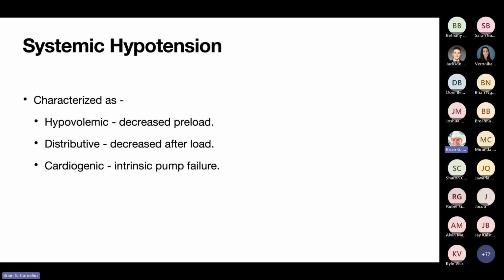We may also see that it's a distributive problem. So maybe somebody's having an anaphylactic event. Maybe this is a patient with a spinal cord issue. So they've got decreased afterload. So you've got that same volume in the tank, but the tank just got a lot bigger. Or this may be a cardiogenic problem. So that patient that had the intraoperative MI, but they didn't have any EKG changes. They can't tell us that they're having chest pain. So those patients, it may be a pump problem. We may have to address it, not necessarily with volume, but with some sort of vasoactive medication.